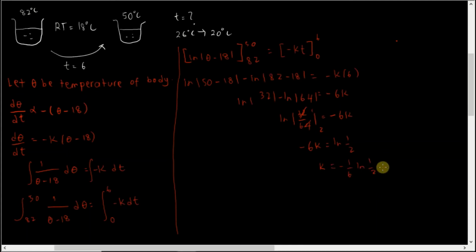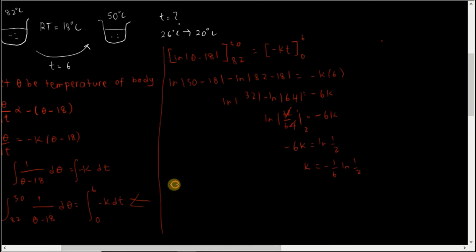It's not solved yet, because what we want is the time taken for it to go from 26 to 20. So now what we can do is take our equation, but our limits now we have to change. For the temperature, it should be from 26 to 20, and for the time it should be from 0 until t, or you can put s or whatever to represent the time taken.